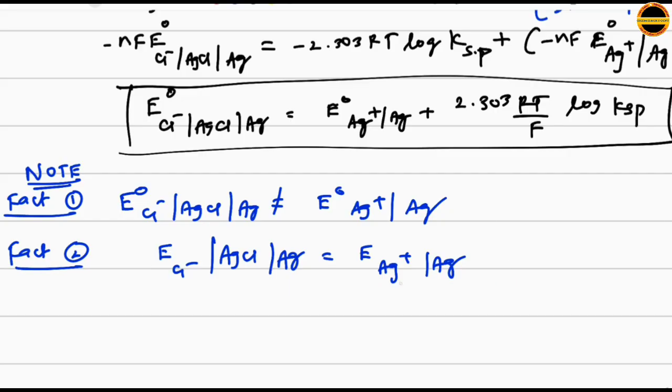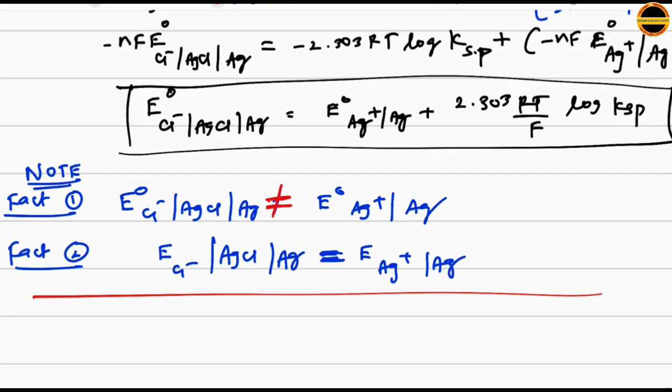After applying Nernst equation we will get this, but here it is equal. But here remember, here it is not equal. So this relation is important, you remember. If it is in standard form it is not equal, but in regular form under normal conditions it is equal. It's experimental observed values, so you need to remember this.